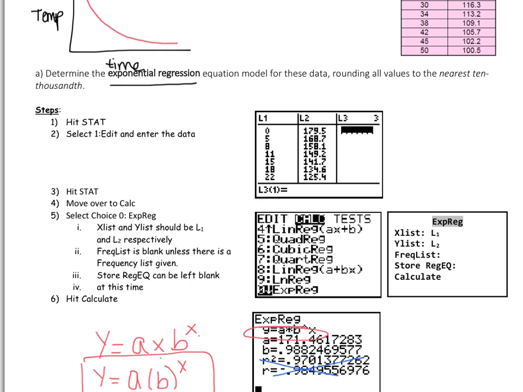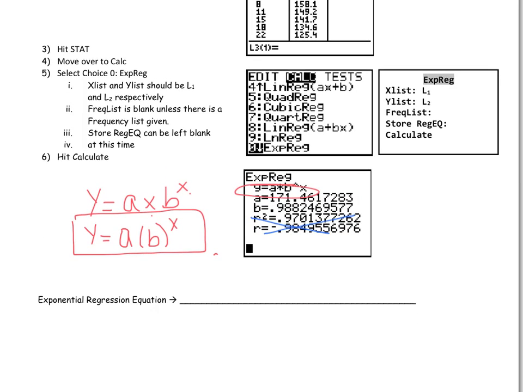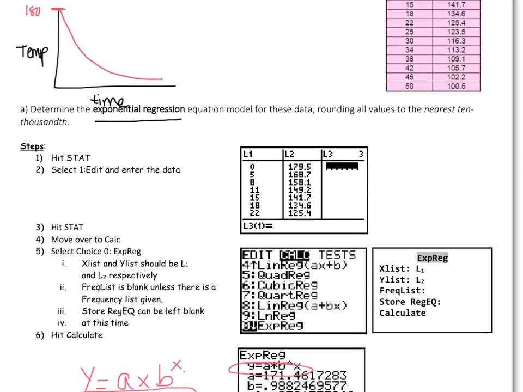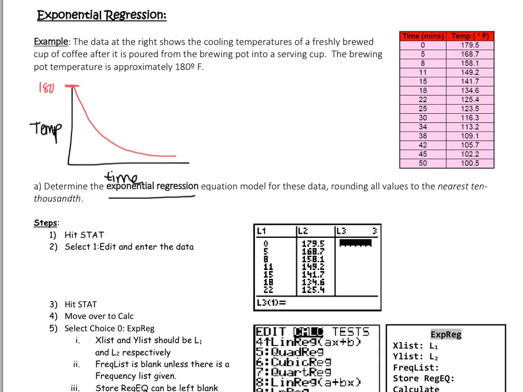So now can we make our exponential regression equation, making sure that we round all of our values to the nearest 10,000th. That's 4 decimal places. So what's going to come first is your A value. So we've got y equals 171.4617. Now your B, 0.9882 to the x power. So this is your exponential regression equation that shows the temperature of this cup decreasing over time.